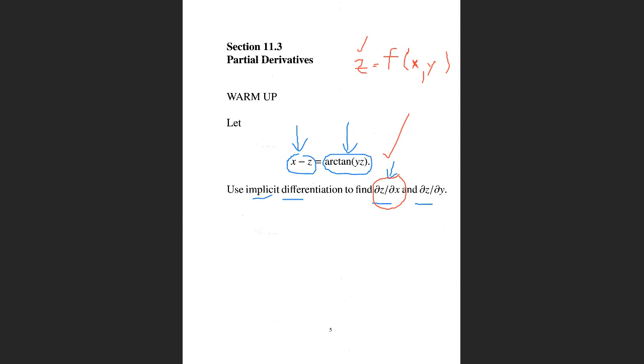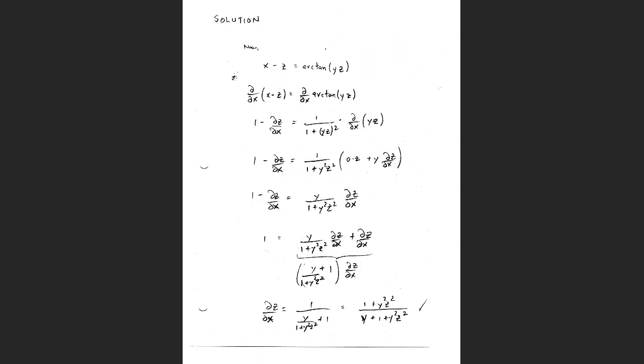So we're looking for the rate at which z varies with respect to x and the rate at which z varies with respect to y. But we're going to start off by differentiating both sides of that equation with respect to x. And so, here's the setup. This is the kind of work I would want to see on the exam, right? Nice, complete work. Differentiate both sides of the equation with respect to x.